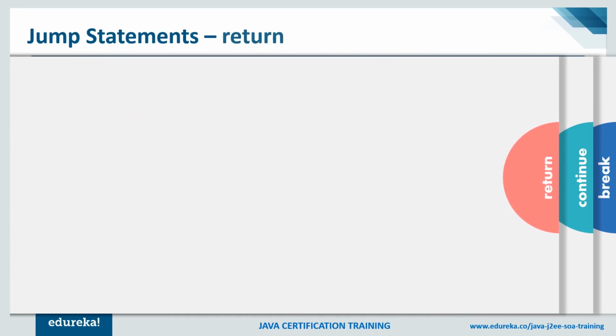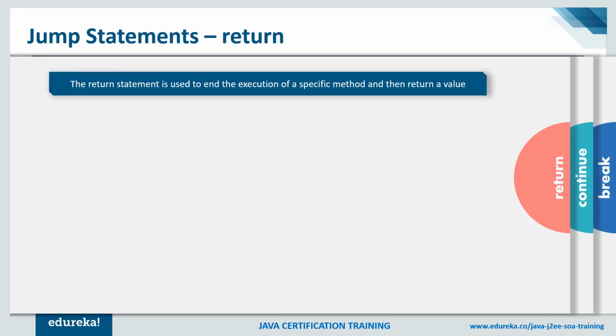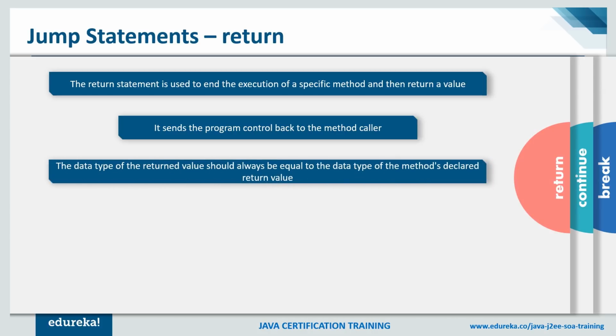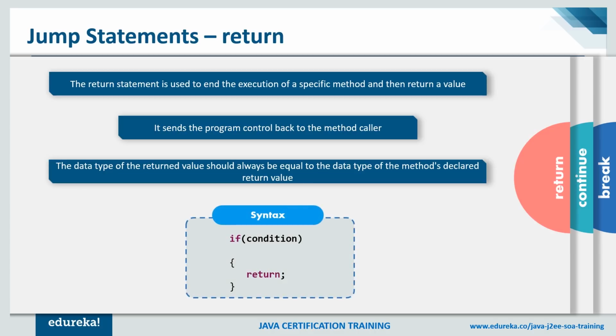Then we have a return statement, guys. So return statement is majorly used when you are going to return a value from the method. So it's basically the acknowledgement of a method, and it sends the program control back to the method caller. So moving ahead, the data type of the return value should always be equal to the data type declared in the method. So if there is a void hello, void means return nothing. If there is int add number, so you must return an integer number, right? So that is what we are trying to understand.